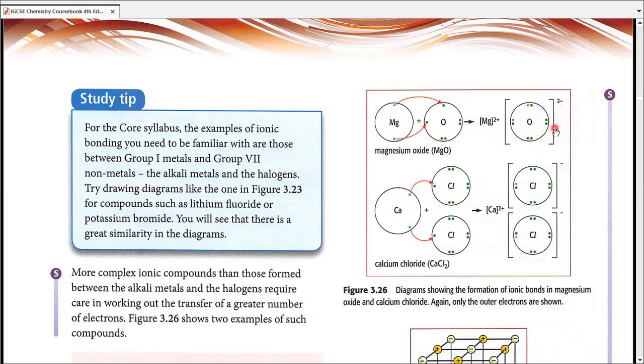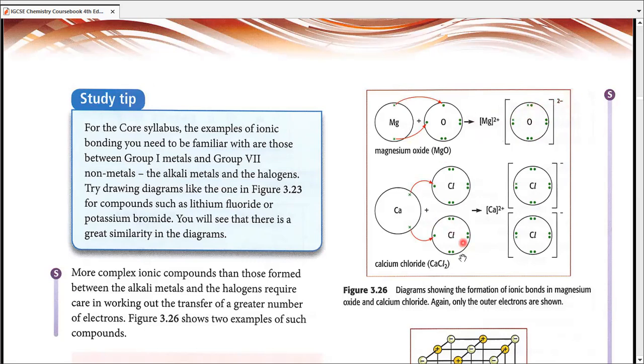It cannot be all dots. It cannot be all crosses. It has to be a mixture of dots and crosses. Dots if showing the original number of electrons, crosses would be the number of electrons gained, or vice versa. So there are six dots showing oxygen is present in group six and has six electrons in its outermost shell. There are two crosses showing that the two electrons originally belong to magnesium in this case and have been gained by oxygen, hence the negative two charge up top.